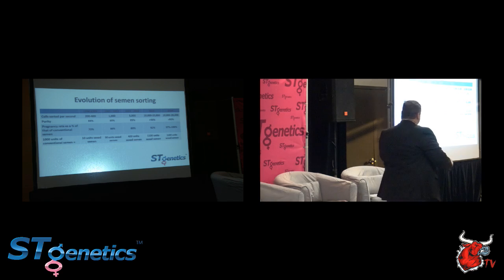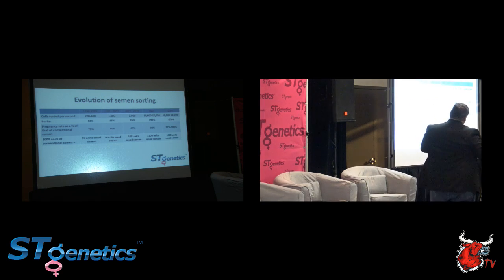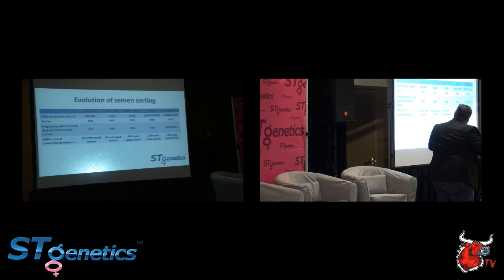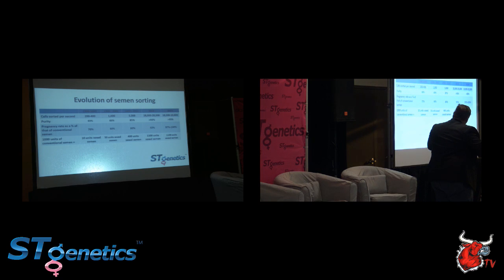What's changed is the speed in which we do it. We're going from 1990 sorting 200 semen cells per second, all the way up now to sorting 18,000 to 20,000 cells.